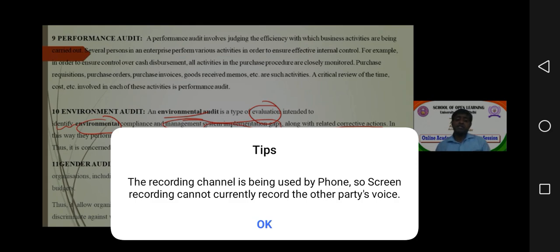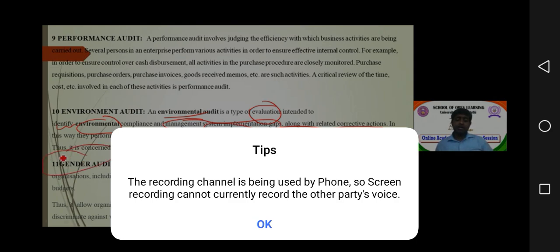So it is concerned with assessing companies' performance towards safeguarding the environment. Let's say, for example, if you are polluting the environment by dumping your chemical waste in the rivers or in small ponds, which are of course nearby your manufacturing hub or your factory, this can be considered an example of why environmental audit is being conducted. All right.